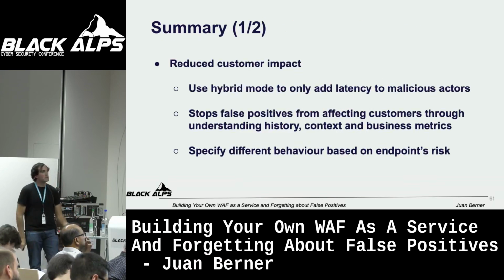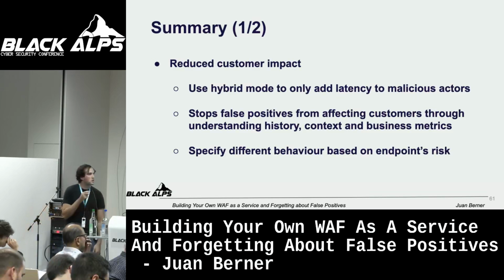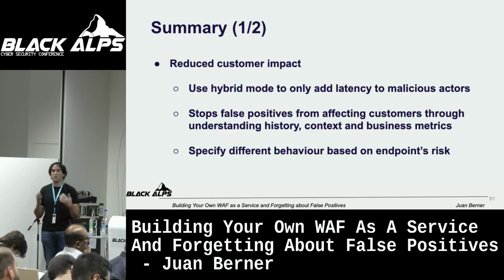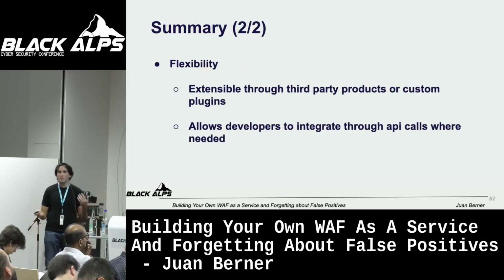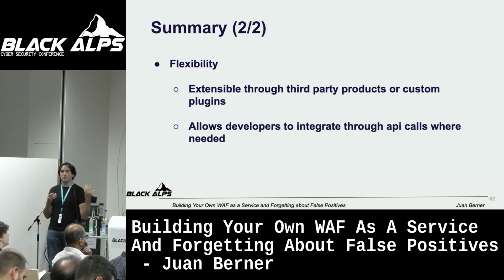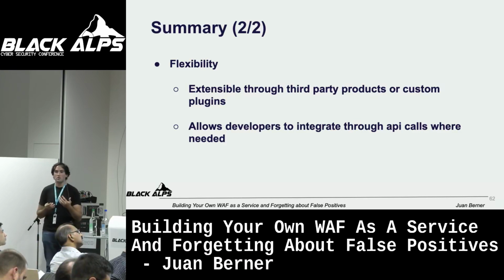So as a summary, what I mentioned was that you can use the hybrid mode to add latency to malicious actors, stopping the false positives. And this is key: you can do it per application and per endpoint. All these scoring calculations can depend on how these endpoints react to different plugins that you have for the WAF. And there's flexibility, things like adding a machine learning model or adding your own custom rules, even if you're using a commercial product. You can have the best commercial WAF product and still say, actually, I want to also use these other things to expand the capabilities or to improve the context awareness of that product.